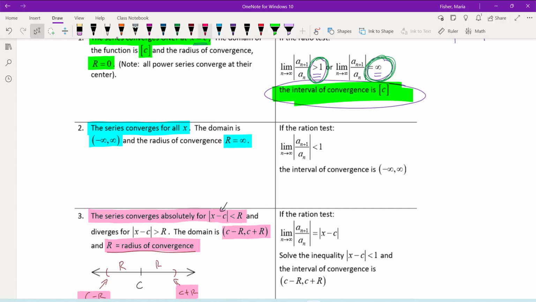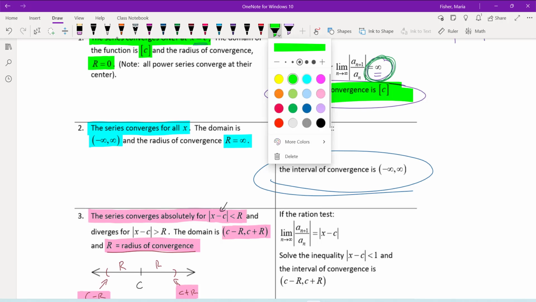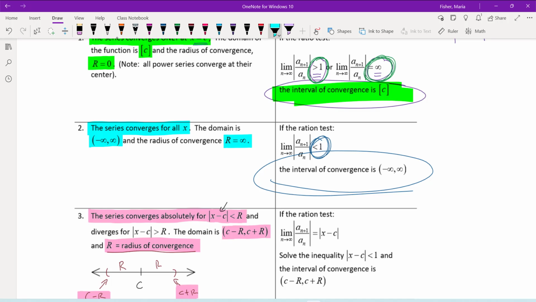If you're doing the ratio test and you end up with a number that's less than 1, we know that meant that we converged absolutely. That means that your interval of convergence is going to be from negative infinity to positive infinity, because you can place any number in there for x and your series is going to converge. So if you have a power series, you're trying to find its interval of convergence, you do the ratio test and you get a number that's less than 1, then your interval of convergence is negative infinity to positive infinity.